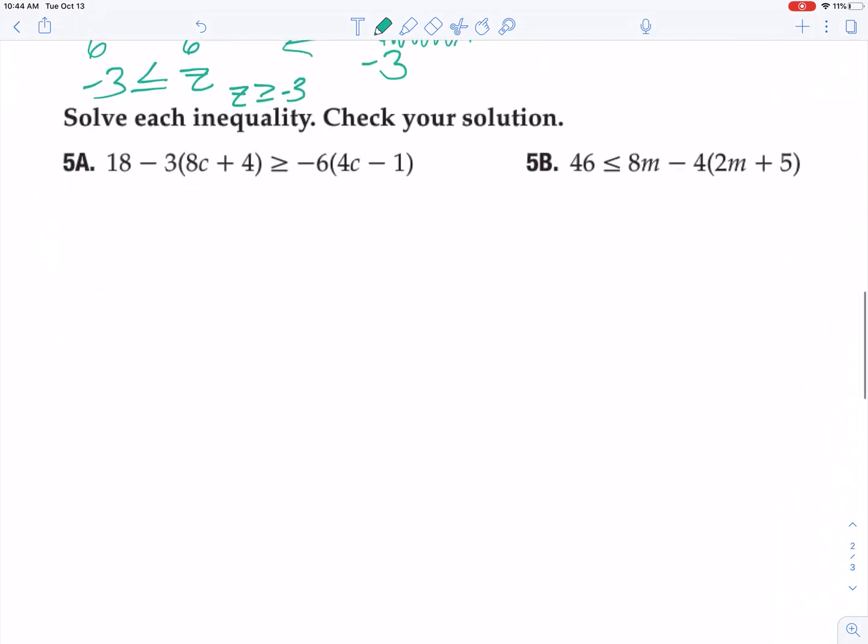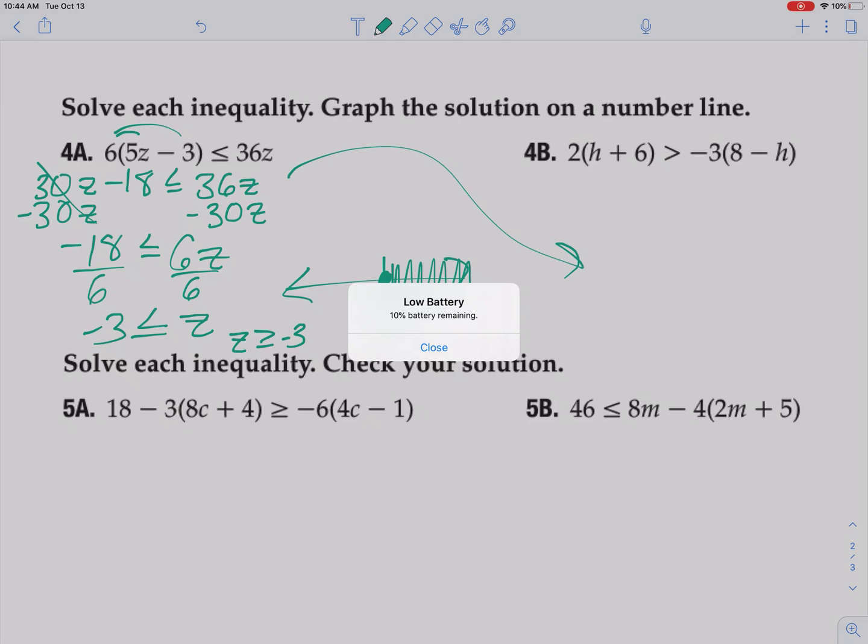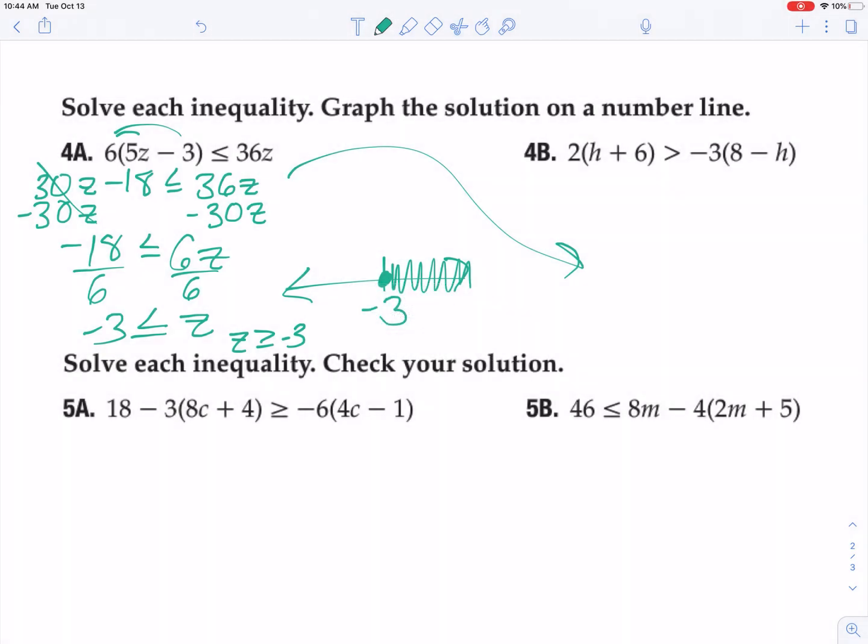Let's try 5a. Oh, I was going to show you the other way you could have tackled this problem. You could have chosen to immediately divide by 6, and what you would have ended up with was 5z minus 3 is less than or equal to 6z. If I simply divided everything by 6 from the first step, that would have eliminated the 6, and there would have been no need for the distributive property, and you could have solved from there. That's supposed to be a minus sign. Okay, I ended up with the same answer either way.